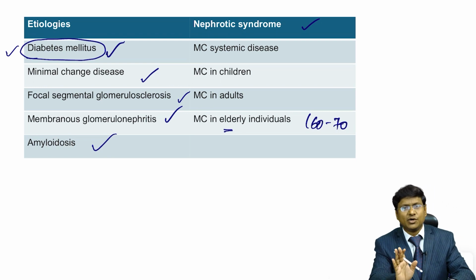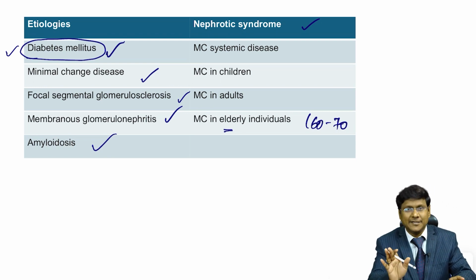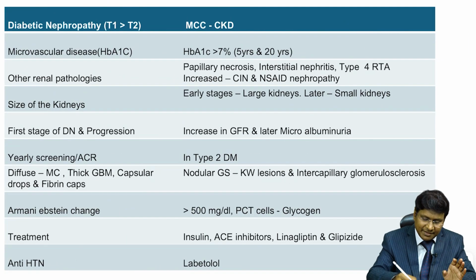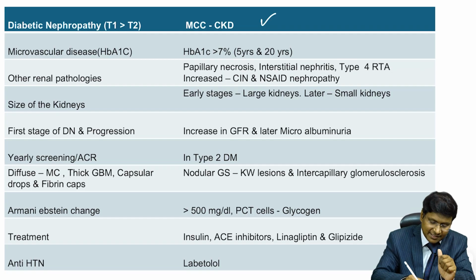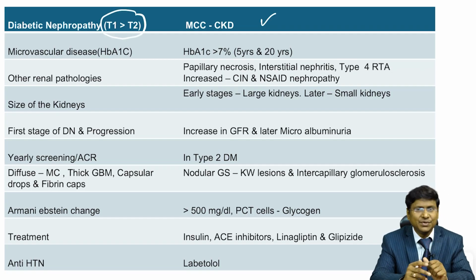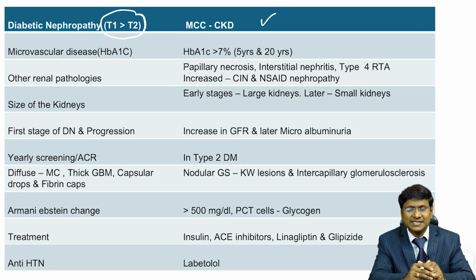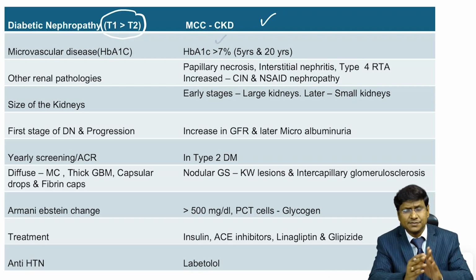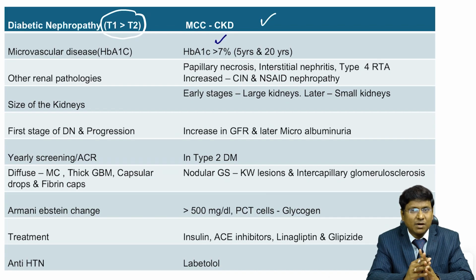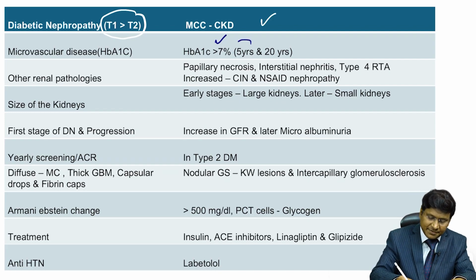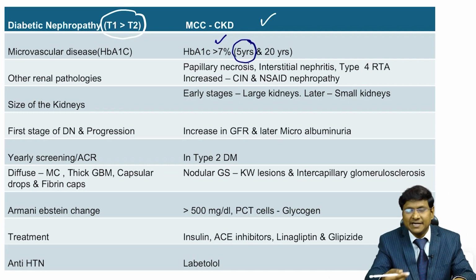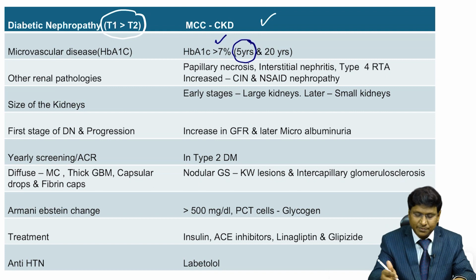Diabetes mellitus will result in what is called diabetic nephropathy, right? But if you take this diabetic nephropathy, it is more common in type 1 diabetics rather than type 2 diabetics. And as I have just discussed in CKD, diabetes mellitus is the most common cause for chronic kidney disease. This diabetic nephropathy is more common in those individuals where the HbA1c is more than 7%. And if the HbA1c is more than 7% for 5 years in case of type 1 diabetes mellitus, there will be development of diabetic nephropathy.